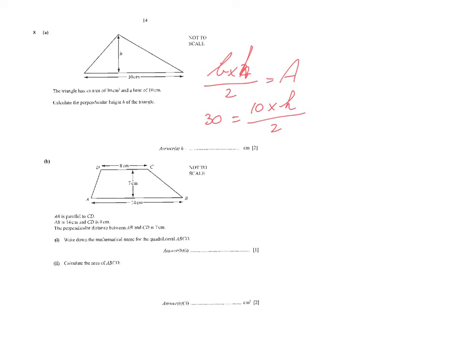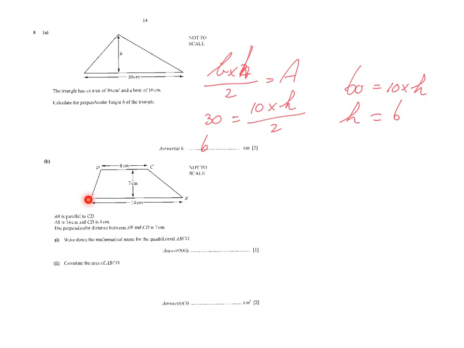And if you rearrange that, then you multiply both sides by 2. So you're going to get 60 equals 10 times the height, and then you divide both sides by 10, so the height must be 6 centimeters.